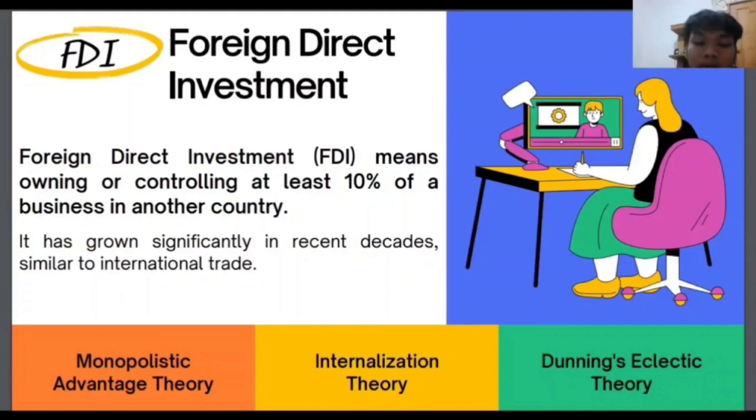The next theory is internationalization theory. Sometimes it is cheaper for a company to directly operate in another country, or internalize, than to use options like exporting or licensing, and this might be due to high transaction costs or monitoring contracts.